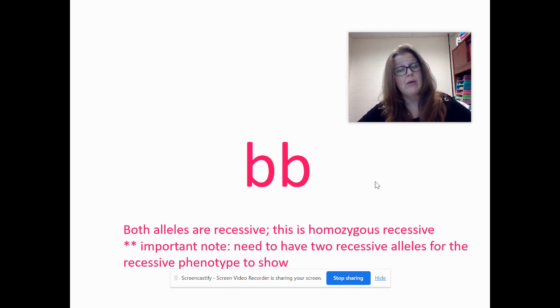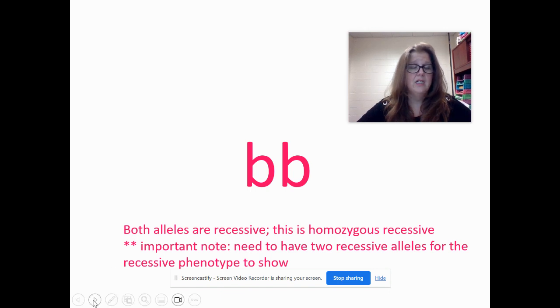Again, it's very important to understand that in order for the recessive phenotype to show up, say white flowers, like we were talking about in the pea plants, you need two recessive alleles. They need two copies because if there's one copy of that dominant allele, it's going to take over. It's going to overshadow. So this one would have the recessive phenotype.